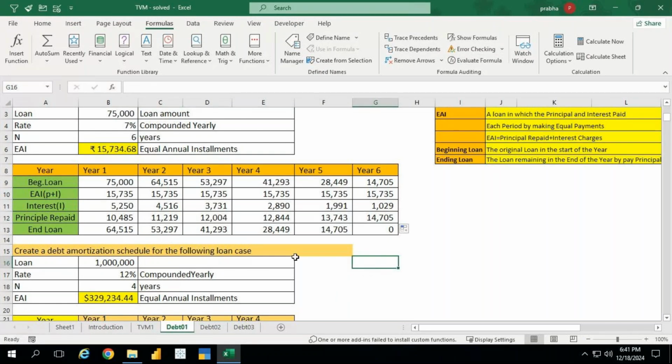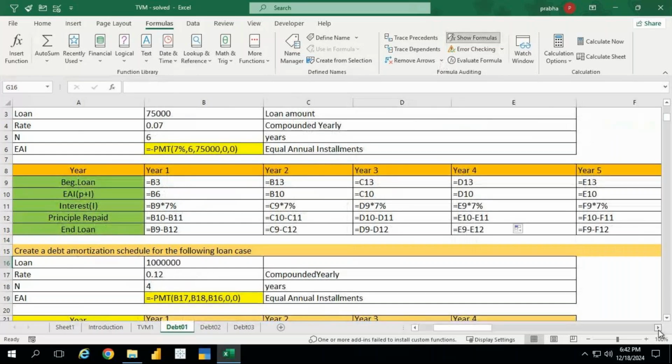Okay, ma'am, I'll try doing it. Yeah. So this will be the formula for the first year.